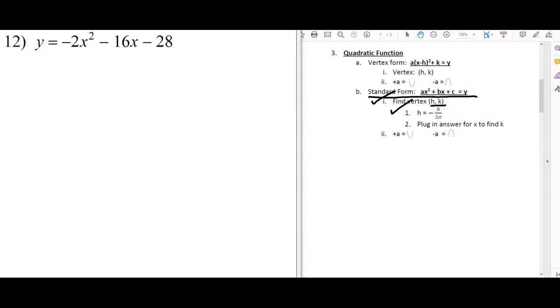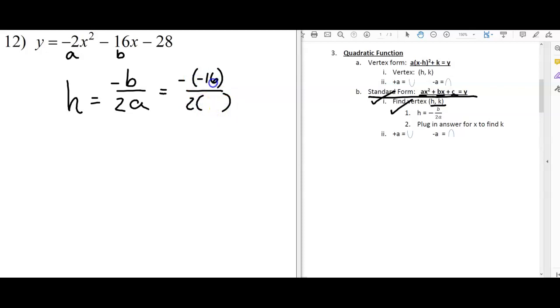So to find the h, we're going to use the formula -b over 2a. So what the heck is a and b? Well, those are the numbers up here. The number in front of the x squared is the a. The number in front of the x is the b. The number without an x is the c. So if I'm doing -b over 2a, my a is -2 and my b is -16. Let's go ahead and plug those in. b is -16. A is -2. That gives me 16 over -4, which is -4. So there's my h value. That's the first part of my vertex.